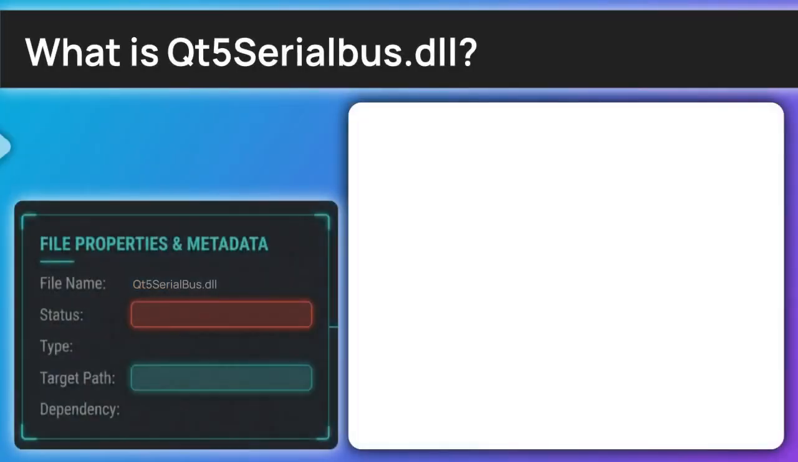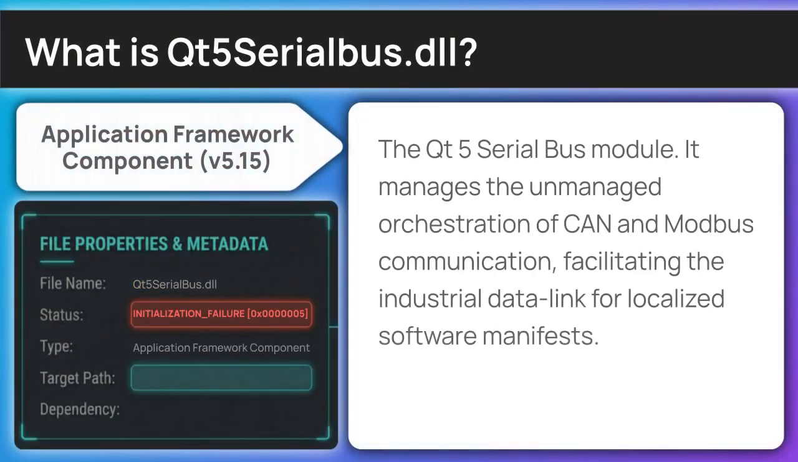This is the Qt5 Serial Bus module. It manages the unmanaged orchestration of CAN and Modbus communication, facilitating the industrial data link for localized software manifests.